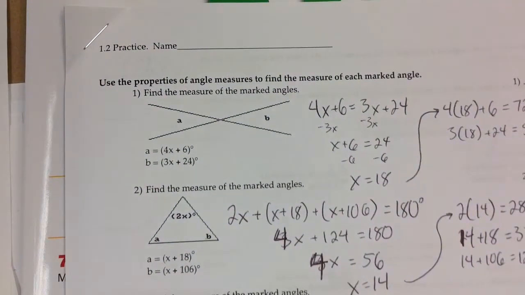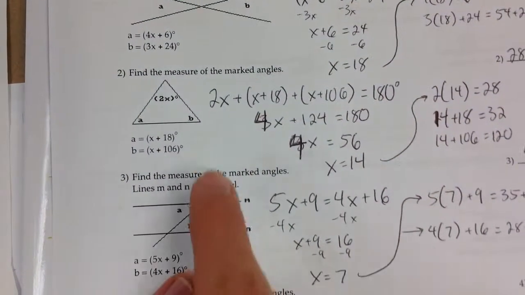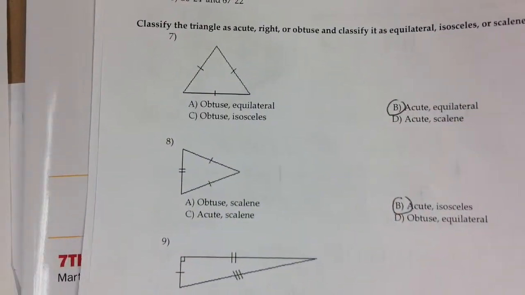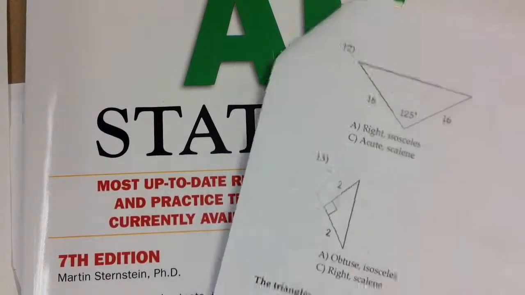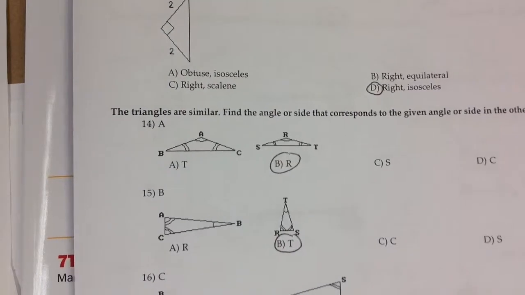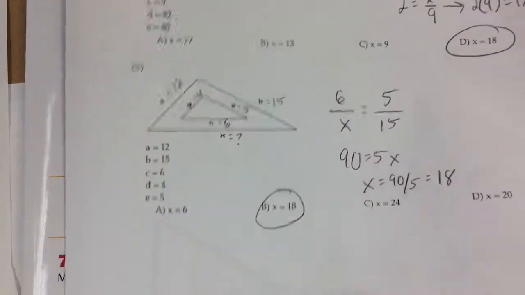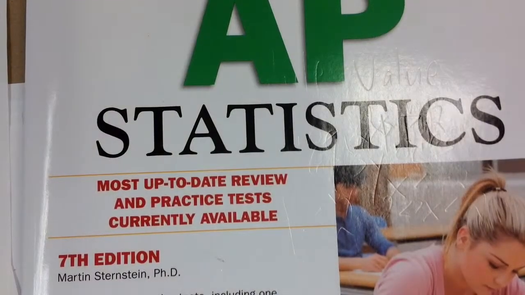It's pretty much section 1, 2. Angle relationships, like vertical angles, and angle relationships in triangles, triangle classifications, similar triangles, applications of similar triangles, or working with similar triangles. Okay, again, any questions? All right.